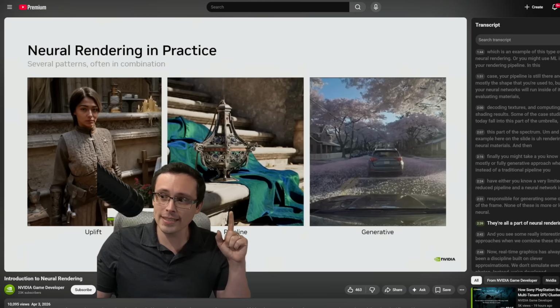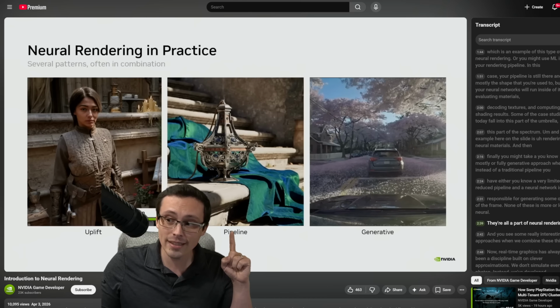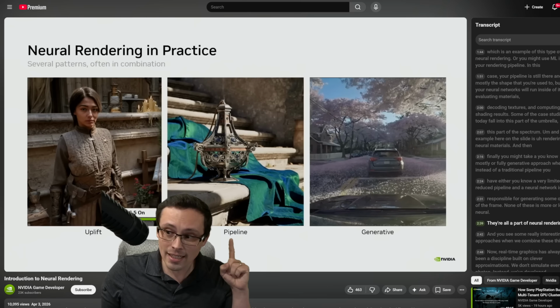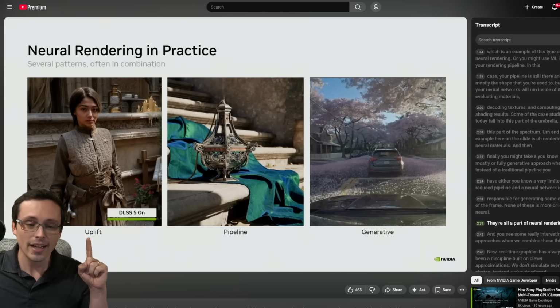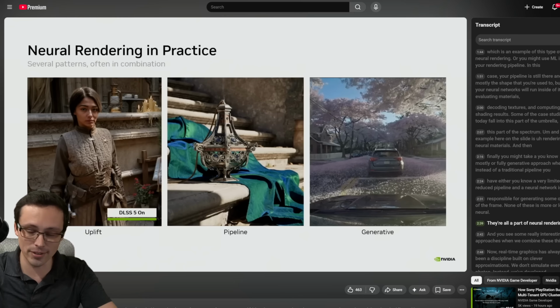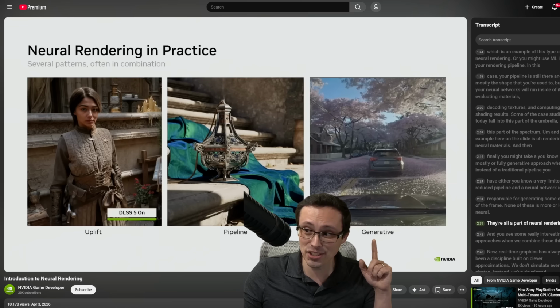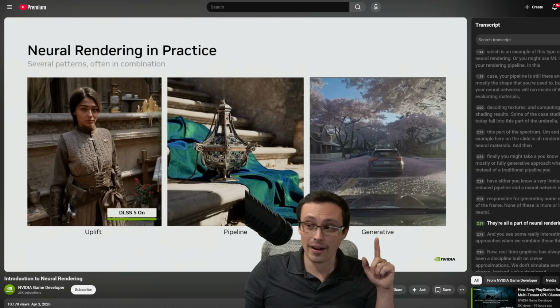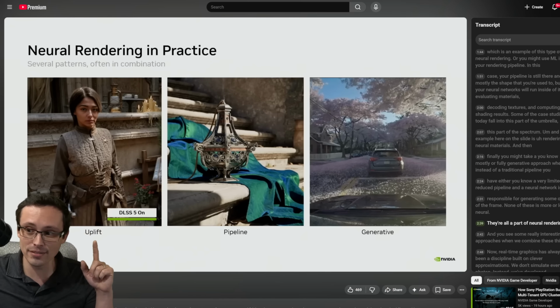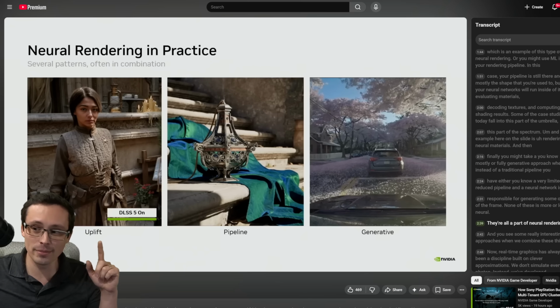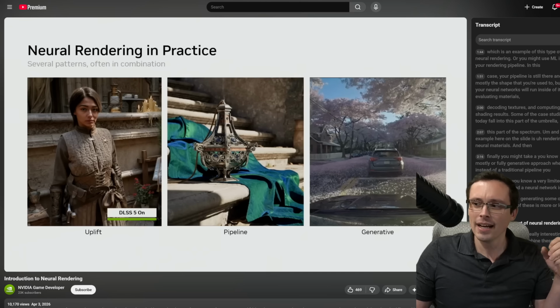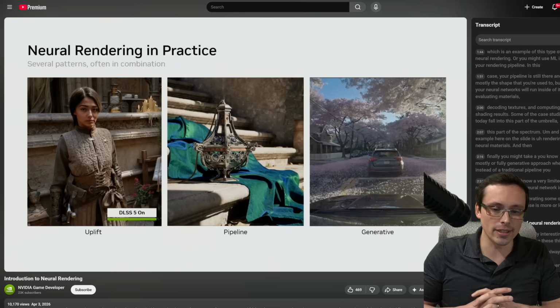So you could replace elements of your traditional rendering pipeline with neural techniques, and then you could apply a DLSS 5 style process to the final output at the end of that rendering chain. Or I guess you could do a generative approach where there's very little information traditionally rendered, and then AI just decides what to do with all of it. And then I guess you might also apply some kind of process to that final output image, like a DLSS 5 process at the end of it. So I think that's what they mean about these not being necessarily mutually exclusive.